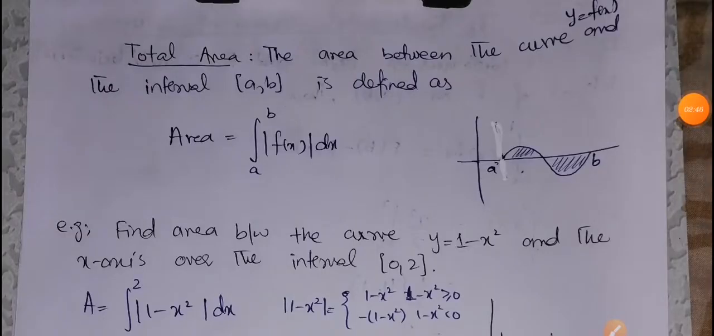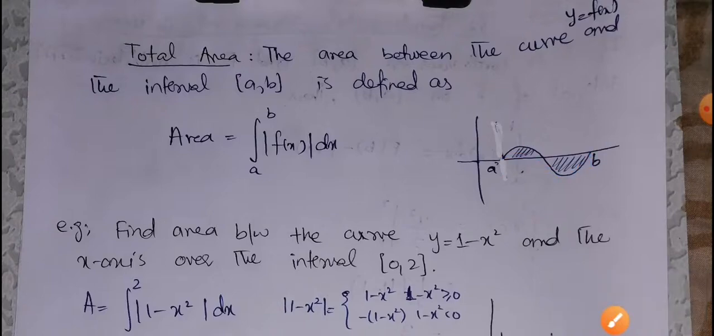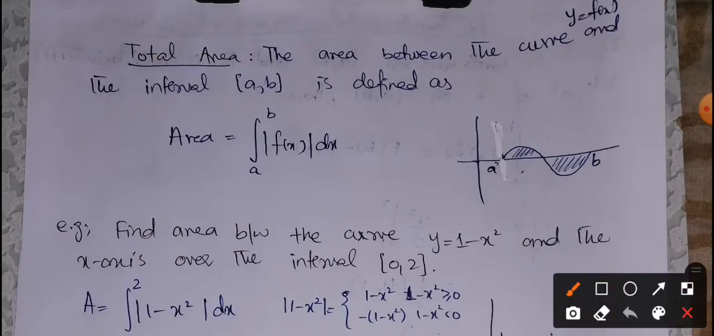As we know that the integral defines the area under the curve, so the definite integral will define the area between the curve and the interval a to b. So here we have the curve y equal to f(x), and here is the interval from a to b. A definite integral will help to define the area between this curve and the interval a to b. So here is the answer.